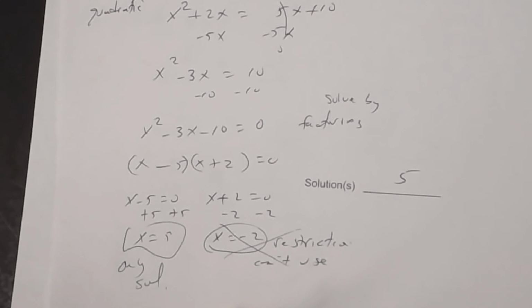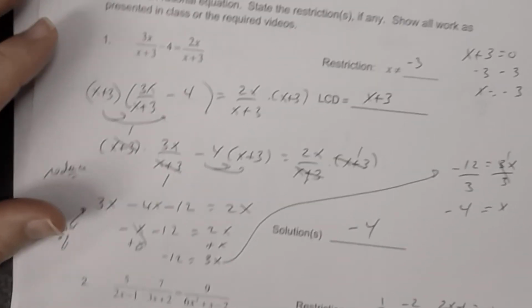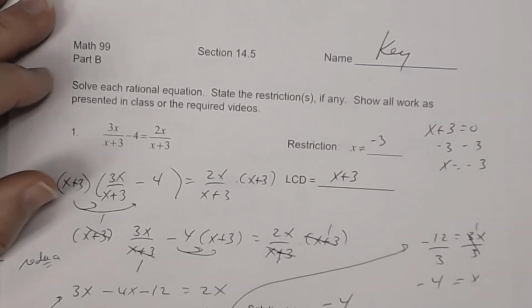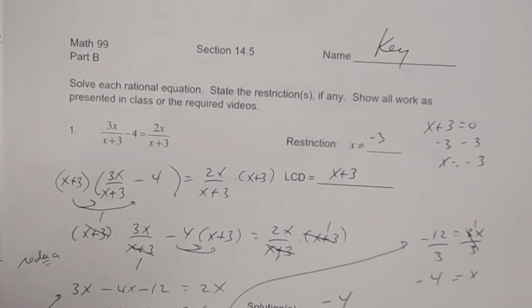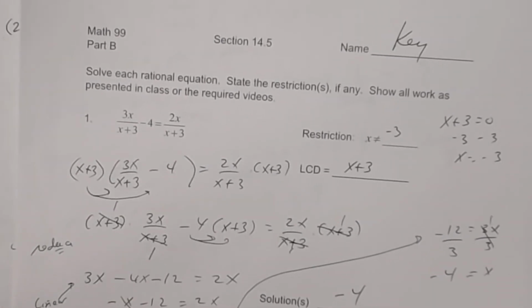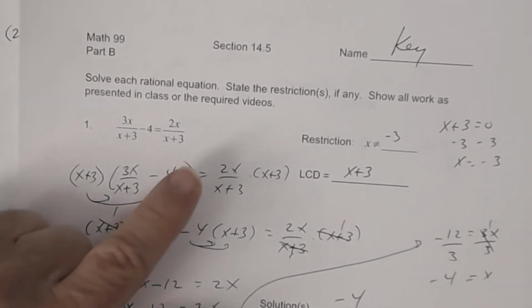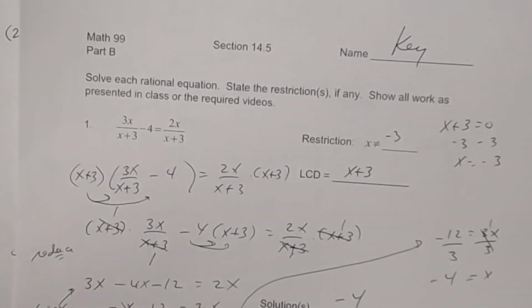Okay? All right, so that was the key. So it was pretty complicated. Solving rational equations is not an easy task, but it is doable if you just keep practicing with it. You can master this. So 14.5 part B, that was the key.